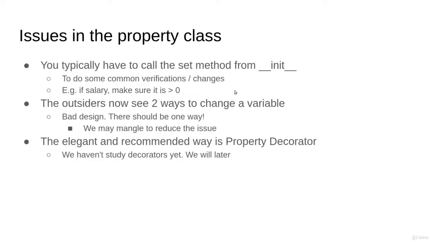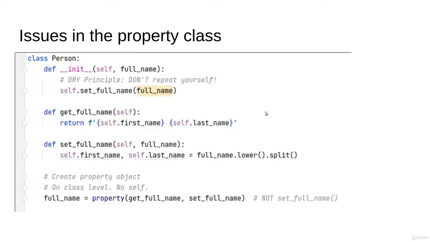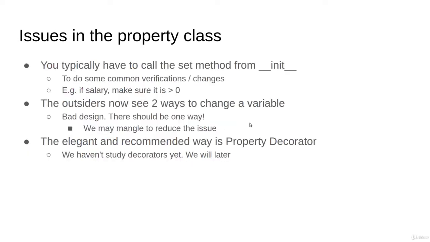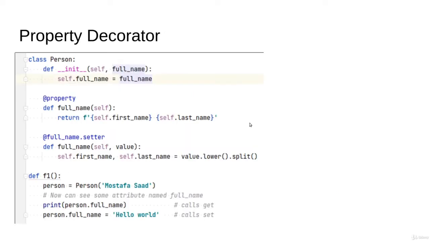The second issue is that outsiders now see two ways to change a variable. They know they can call set full name or just assign a name, which might be confusing. One might handle this problem by mangling the name. Overall, the two issues aren't that severe, but Python has a more elegant way to do this task, which we call the property decorator. It's much less code and easier.